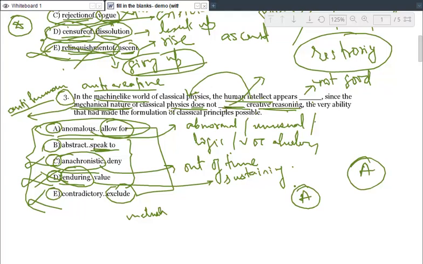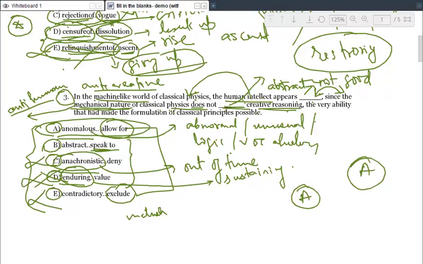Okay, Arpit has asked me a question. Why not B? In the machine-like world of classical physics, the human intellect appears abstract. Correct? You say that in the machine-like world of classical physics, the human intellect appears abstract, since the mechanical nature of classical physics does not speak to creative reasoning. Is there any relationship between these two sentences? Yes, Arpit.